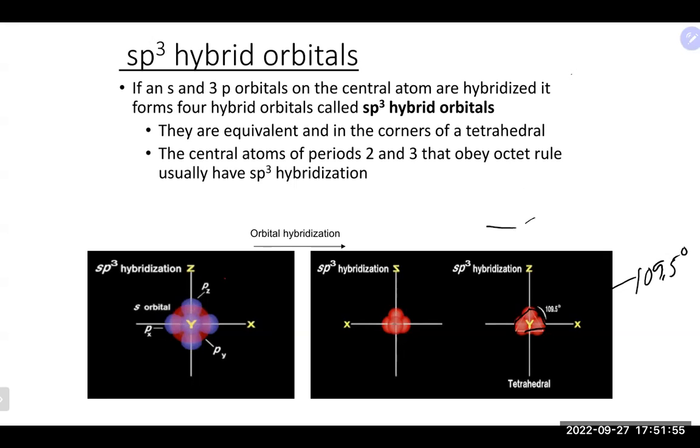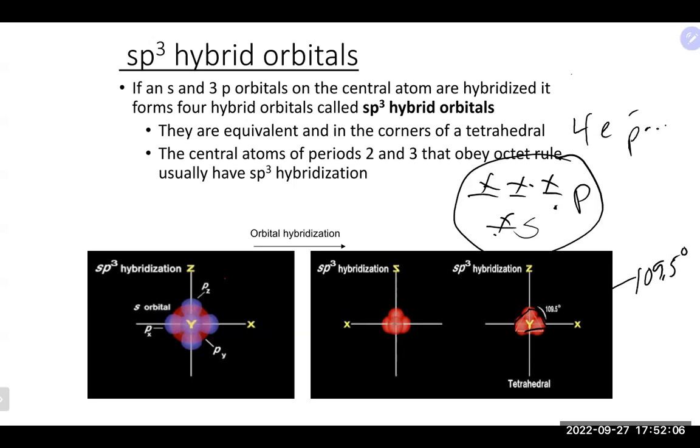So we took here an s and 3 p. That's a grand total of how much? 1, 2, 3, and 4 electron pairs. 4 electron pairs then would be tetrahedral, right? So tetrahedral electron pair geometry is our sp3 hybridization that occurs.